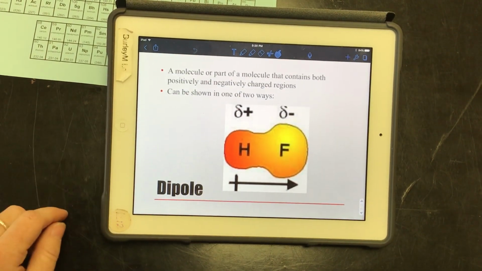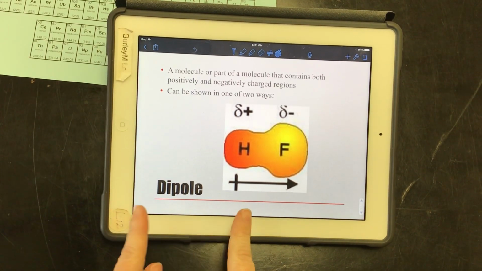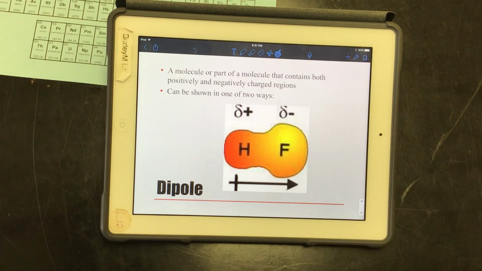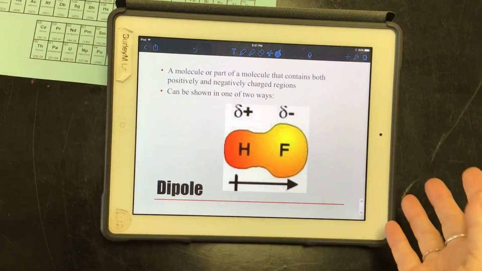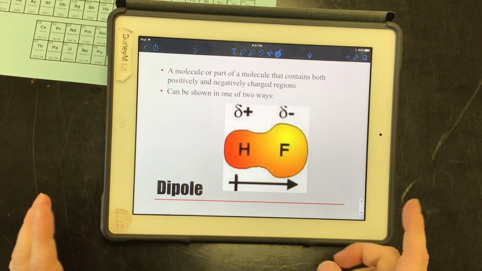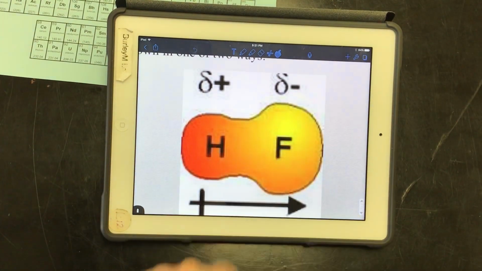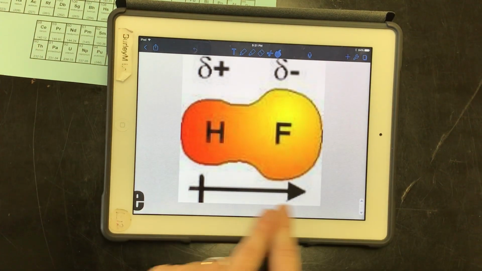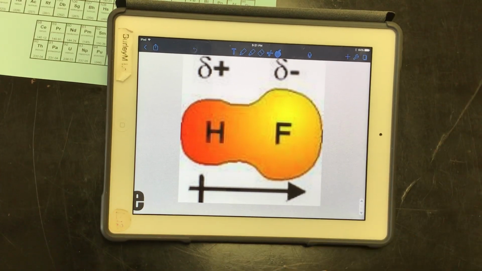So if we take a look at this image, we have the word dipole here. Di means two, pole means sides. So if you end up having a pole toward one side of a molecule, you will end up with a dipole molecule. This is going to be indicated by either a partial positive and partial negative sign or one of these arrows that represent a dipole moment.